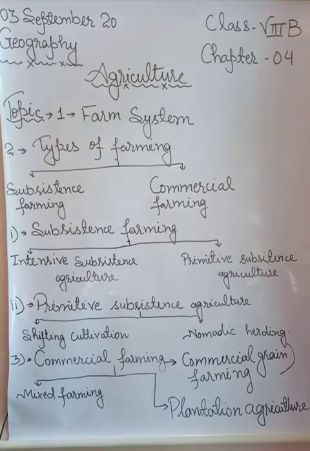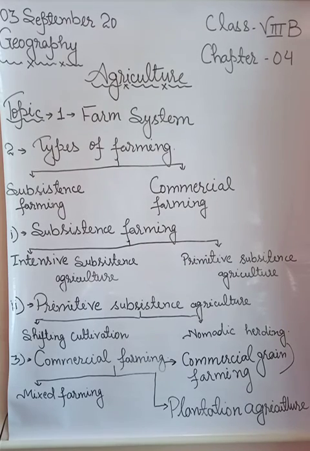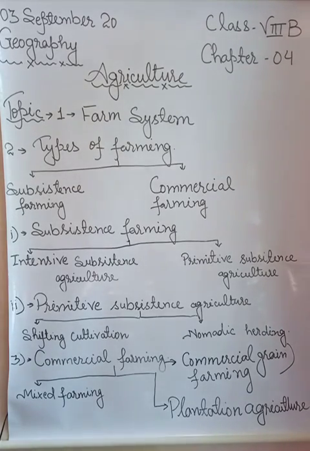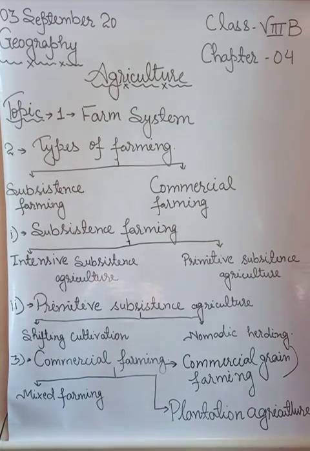And students, this type of farming also requires a good and very developed transportation network from the farming field to the industry. And students, major plantation agriculture is found in the tropical regions of the world, like rubber mostly grown in Malaysia, coffee in Brazil, and tea in India and Sri Lanka.